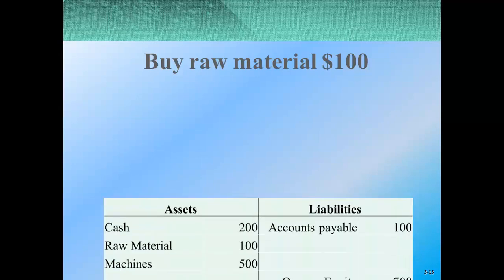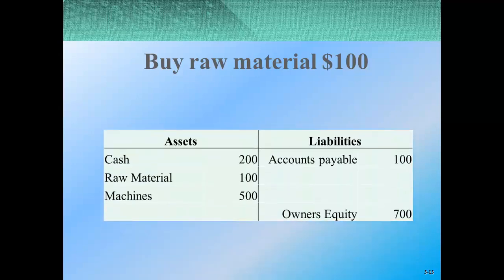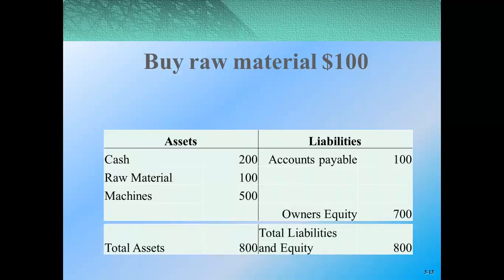Let's go on. Now let's buy some raw material for $100. So now our cash decreases further to, no, we actually bought it on credit. So our cash does not decrease. It remains at 200. But our raw material increases from 0 to 100. Our machines remain at 500. Now we have a liability. We're supposed to pay our supplier $100. That's called accounts payable. That's 100. Owner's equity remains at 700. So total assets are 5 plus 1, 6 plus 2, $800. Total liabilities are 7 plus 1, $800. The balance sheet is balanced.